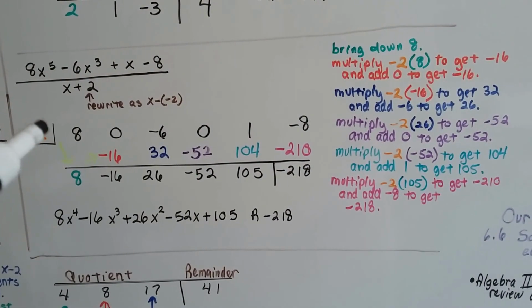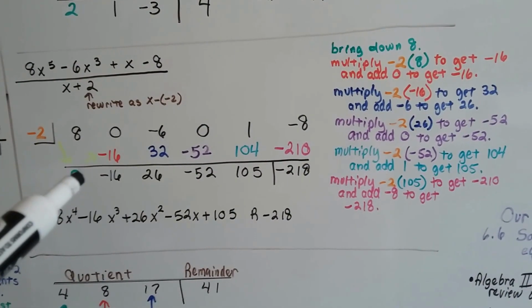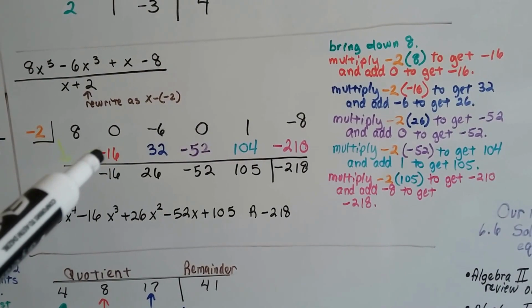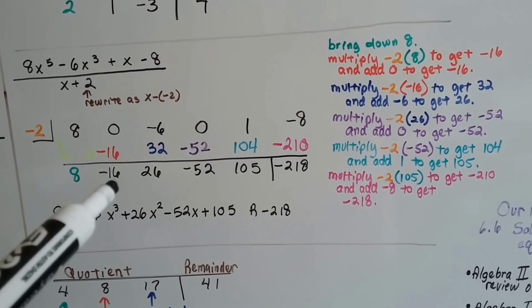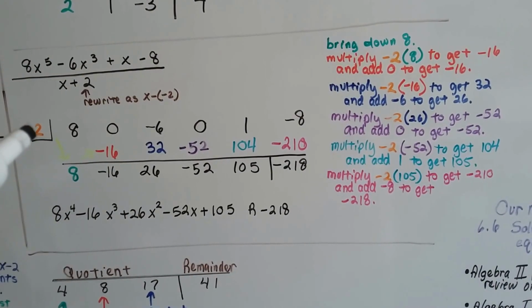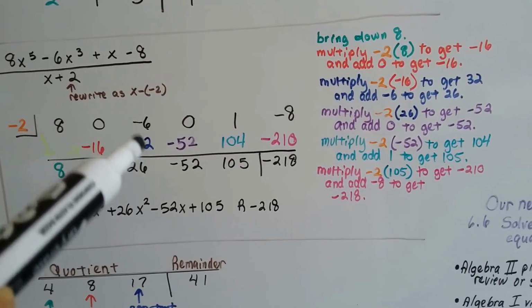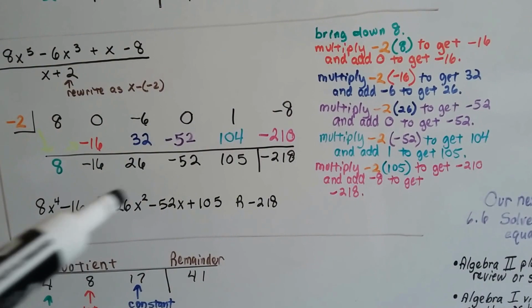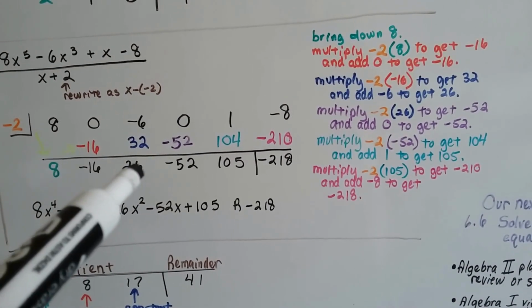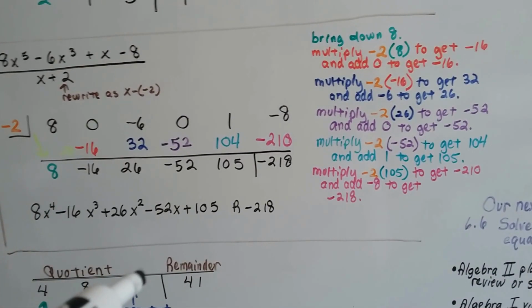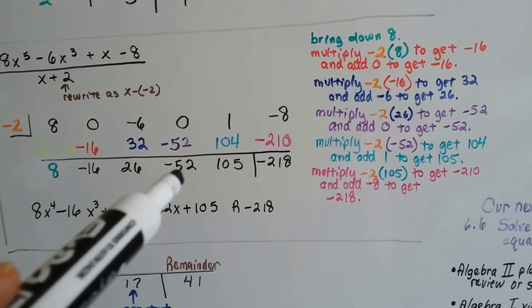And we're going to do negative 2 times 8 and come down. And that's going to give us a negative 16. We're going to add it to the 0 and get negative 16. We're going to do negative 2 times negative 16 and get a positive 32. We're going to add it to the negative 6 and get a 26. We're going to do negative 2 times 26, and we're going to get a negative 52. Add it to the 0 and get a negative 52.